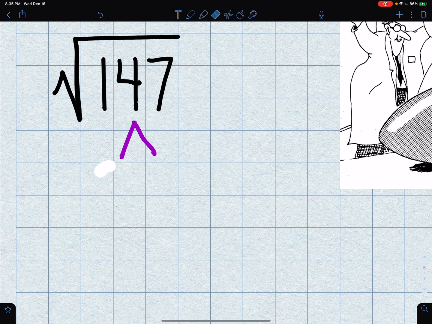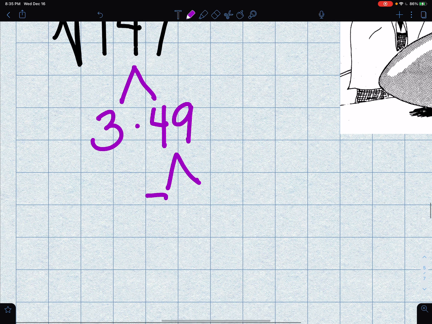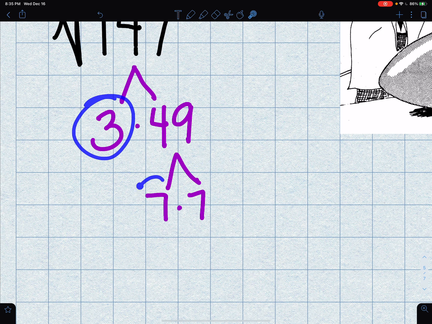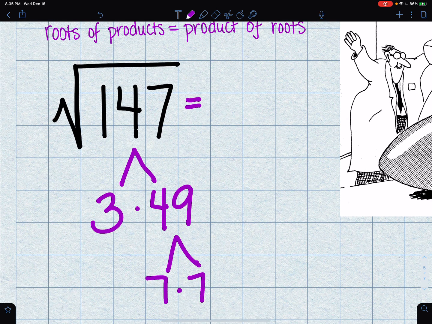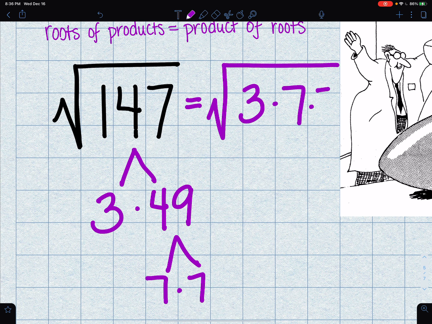So then I have 3 times something. What's 147 divided by 3? Let me get my calculator out. You probably already know this. 147 divided by 3 is 49. Oh, 49. I recognize that number because that is a very common multiplication problem. 7 times 7. Okay, so now I've got my primes. I've got 3, 7, and 7. All right, so the square root of 147 is equal to the square root of 3 times 7 times 7.